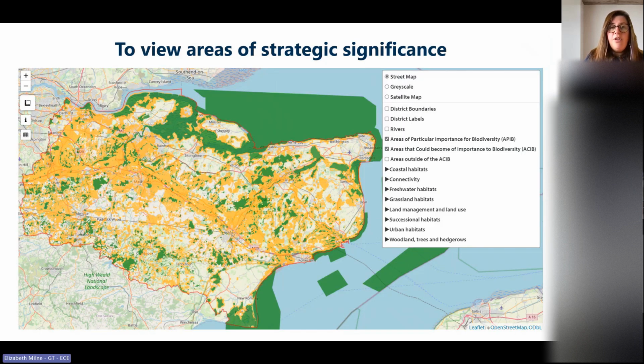So if you want to view the areas of strategic significance, on the mapping tool currently, we don't have an individual layer for this. We ask you to do the work. So in order to view it, you click on the areas that could become of importance for biodiversity layer and the areas of particular importance for biodiversity mapping layer, and you will be given a map that looks like this. And essentially anything that is coloured in either yellow or green is in an area of strategic significance. The yellow is effectively the opportunity areas, and the green is the areas that are considered to have some form of protection and or management already in place through the designations they have.